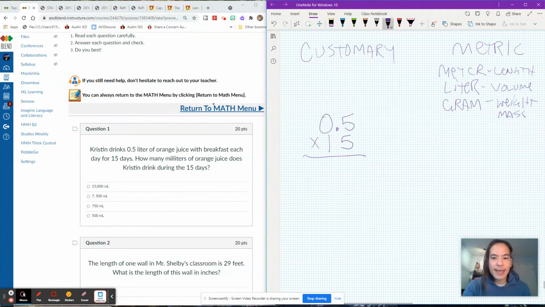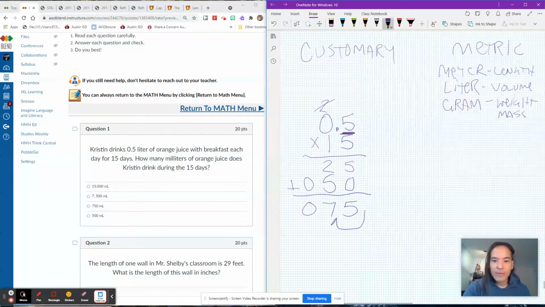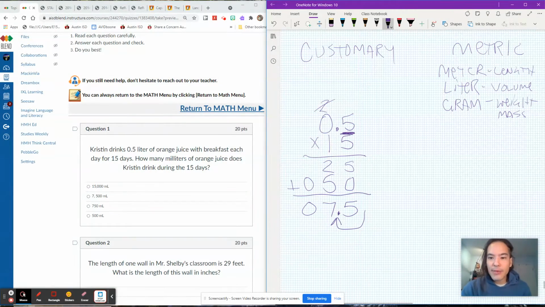So first we're going to find out how many liters of orange juice she drinks in total. So 5 times 5, 25. 5 times 0 is 0 plus 2, 2. Second line, ones place 0. Don't forget, we're about to do star review. Multiplication is important. 1 times 5, 1 times 0. All right, we're going to add that together. And then there's one decimal place in your entire problem, so we're going to have one decimal place in our entire answer. So it looks like she drinks 7 and 5/10 liters of orange juice in 15 days.